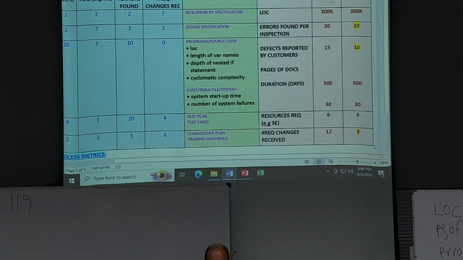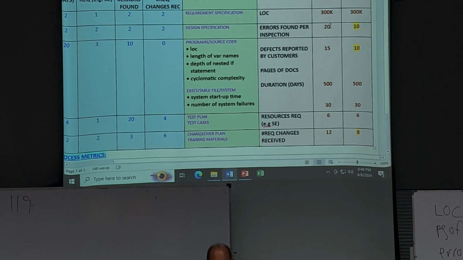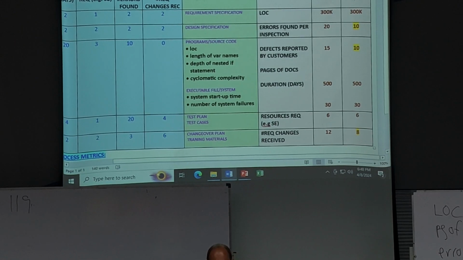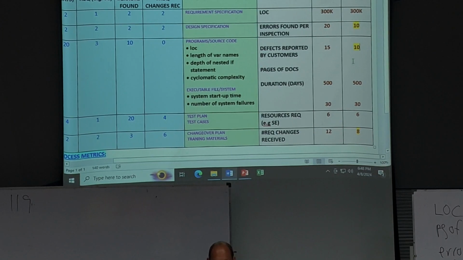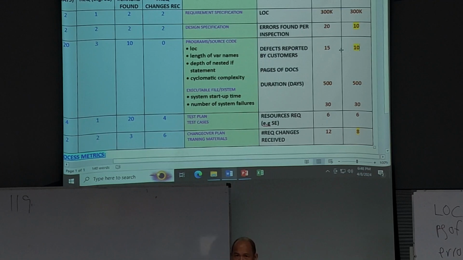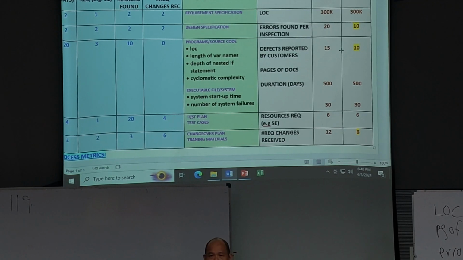Say project A and project B. For project A, errors found per inspection is 20, project B 10. Defects reported by customer, A is 15, B is 10. If you look at these two numbers, quality is increasing from A to B.